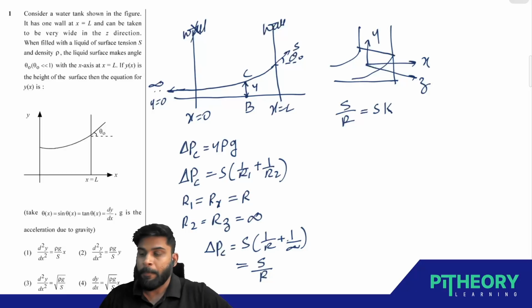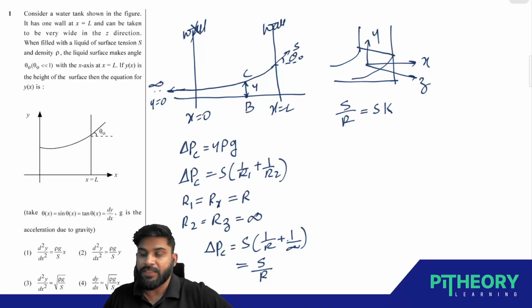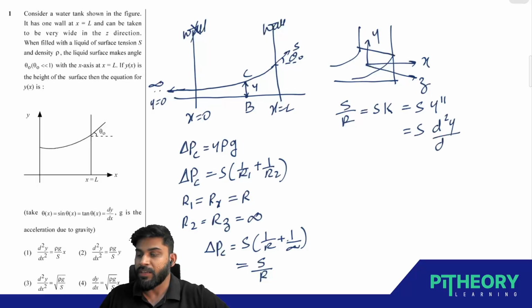So you can write this as S into K. Now, the slope of this meniscus, if you are taking the slope at a point, the rate at which that slope changes with respect to distance is basically the curvature. So we can write this as S into y double dash. So here y double dash we can actually write, so this will become S into d square y divided by dx square.